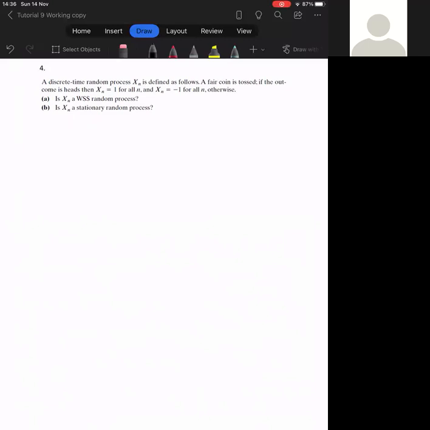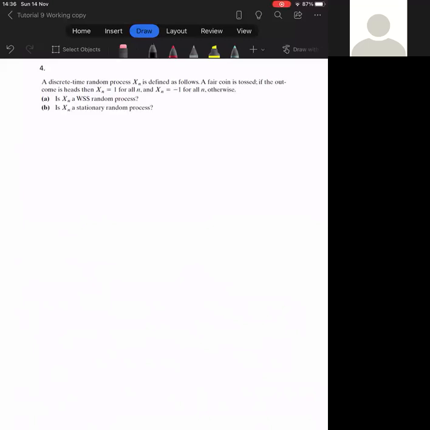So part A is asking for whether xn is a WSS random process. So that's wide sense stationary random process. उसके लिए क्या चाहिए होता है हमें? We need the mean to be constant. So for A, let's look at E of xn.